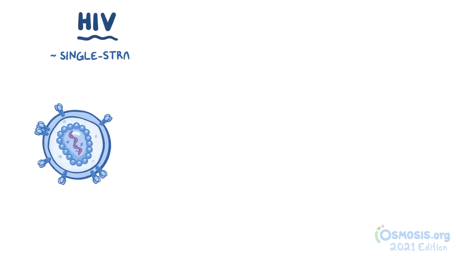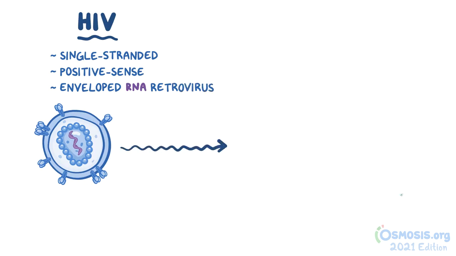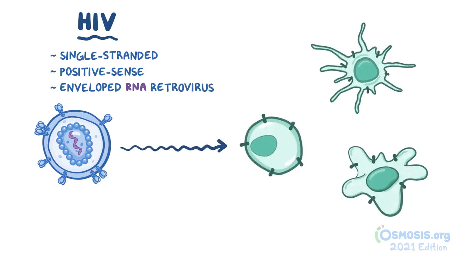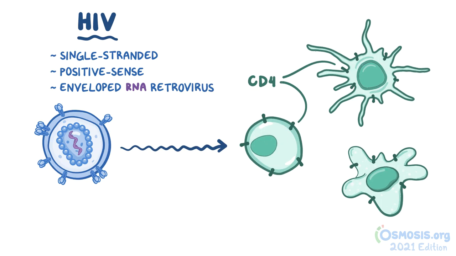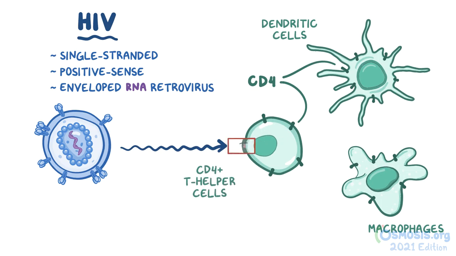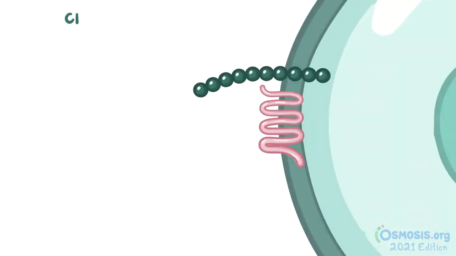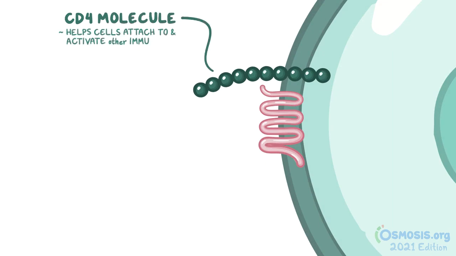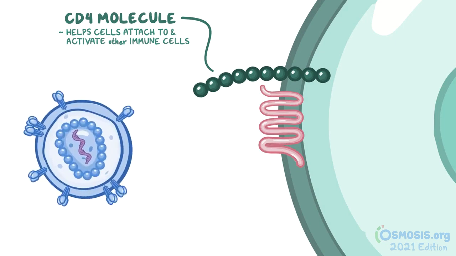HIV is a single-stranded, positive-sense enveloped RNA virus that targets cells in the immune system that have a molecule called CD4 on their membrane. These include macrophages, dendritic cells, and especially CD4-positive T helper cells. Normally, the CD4 molecule helps these cells attach to and activate other immune cells when there's an infection.